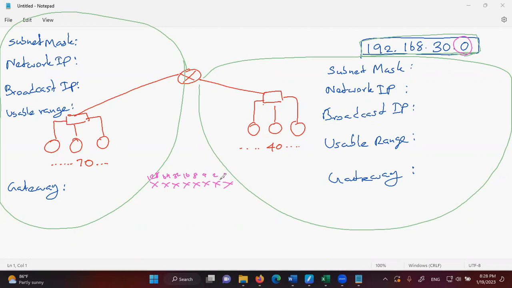Now children, here we have 70 computers. Then actually let's reduce this one. Let's say we have 20 and 40, right? First one, we have 20 computers. So if we have 20 computers, we have to go for a block with 32 IPs.